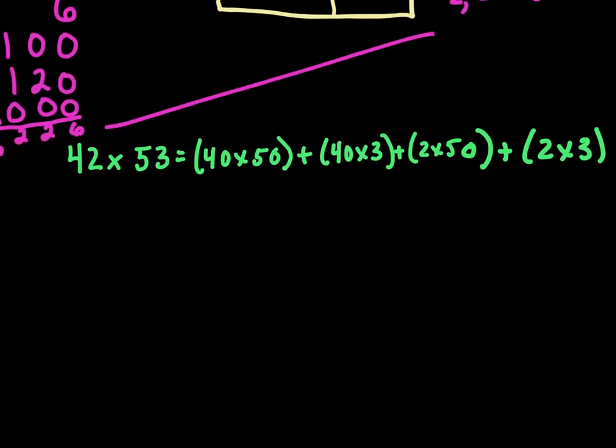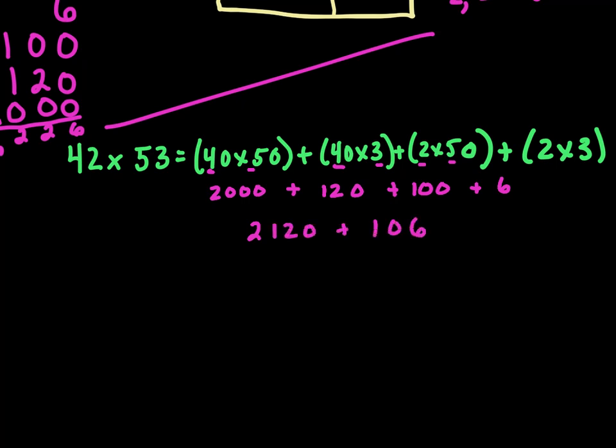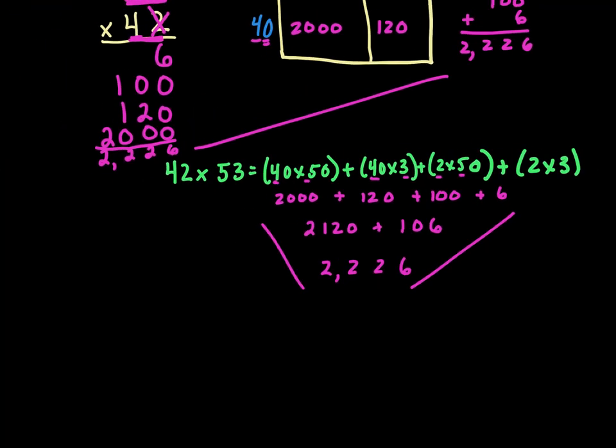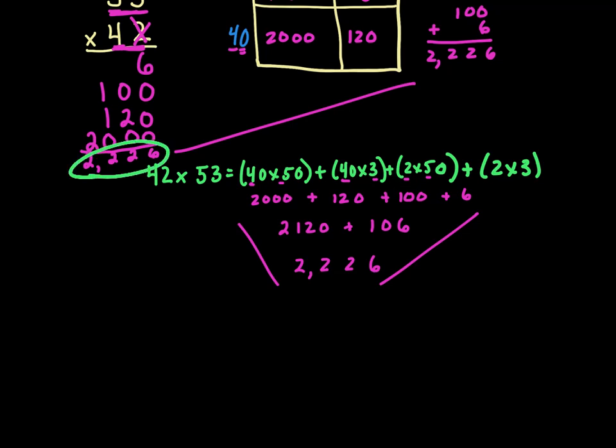Now let's try it with the distributive. 40 times 50, 4 times 5 is 20 with 2 zeros. It's going to give us our funnel. 4 times 3 is 12, add on your 0. 2 times 5 is 10, add on your 0. And then 2 times 3 is 6. Then we get 2,120 plus 106. And then when we add this up, we get 6, 2, 2, 2,000. There's our funnel. And look, all of them match. Great way of checking your work.